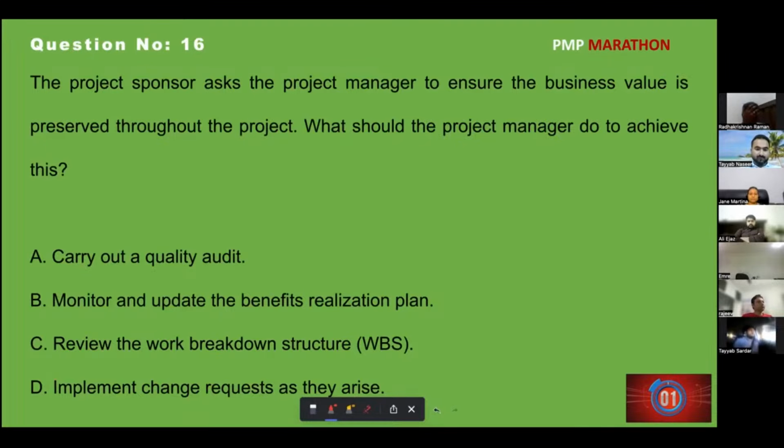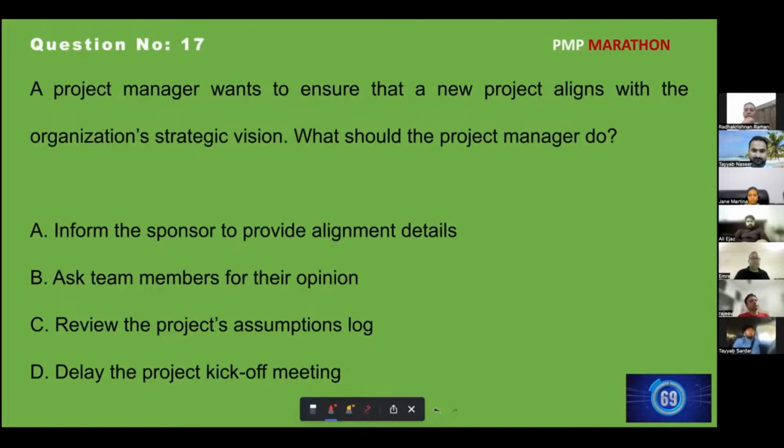Business value will be discussed in the benefit realization plan. Benefit management plan or benefit realization plan. Good job. Yes, so monitor and update the benefit realization plan. B was the right answer.